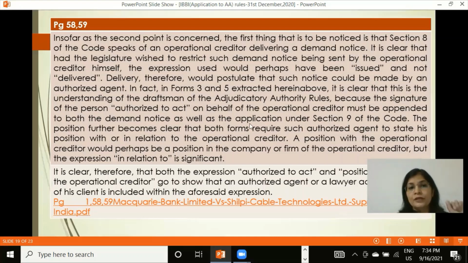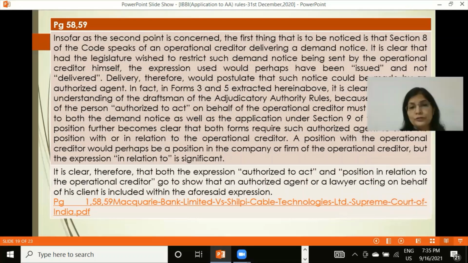as well as the application under Section 9 of the Code. The position further becomes clear that both forms require such authorized agent to state his position with or in relation to the operational creditor. A position with the operational creditor would perhaps be a position in the company or firm of the operational creditor, but it shall be in relation to the operational creditor. It is therefore clear that both the expressions, authorized to act and position in relation to the operational creditor, go to show that an authorized agent or a lawyer acting on behalf of his client is included within the aforesaid expression. Very important to look for it.